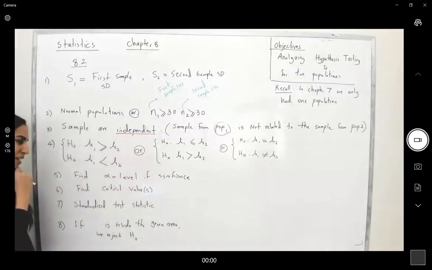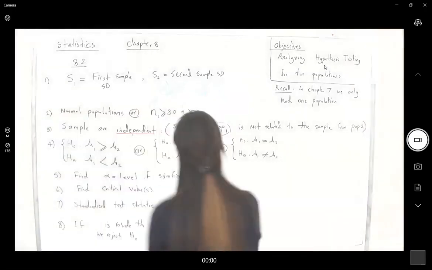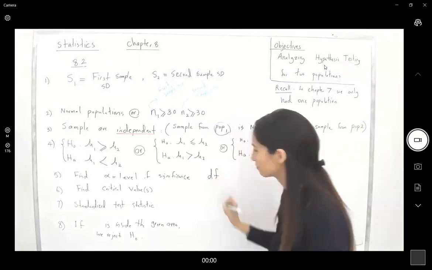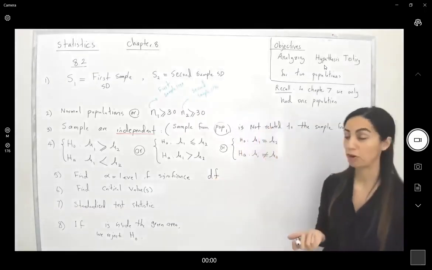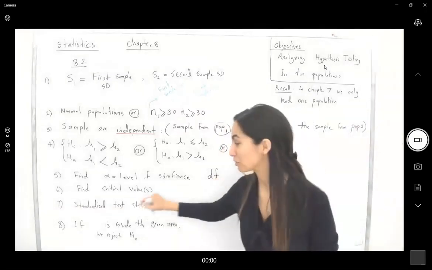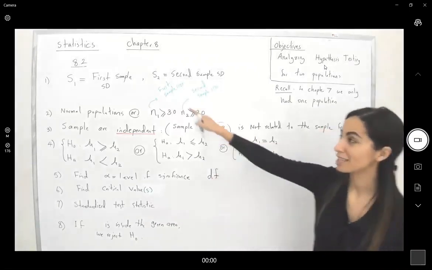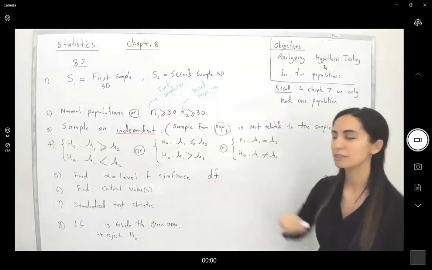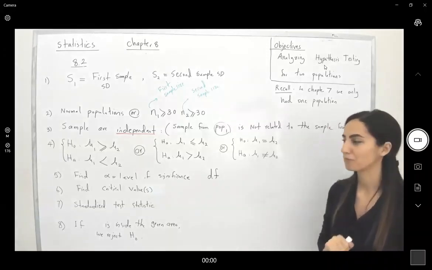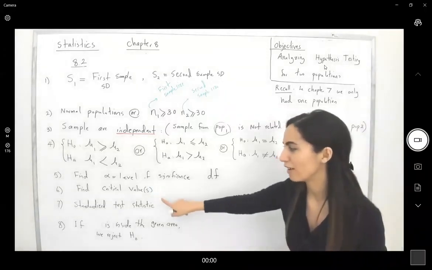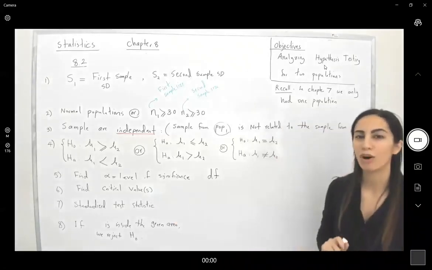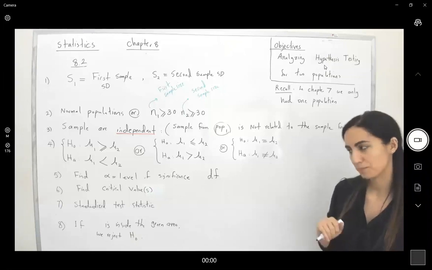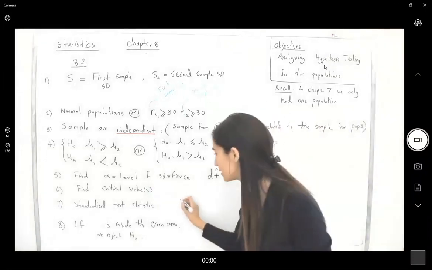Okay, then we need the degrees of freedom before we find the critical value or critical values. Since sigma 1 and sigma 2 are not given to us, we need the degrees of freedom. Then we find the critical values, and then we move on to the standardized test statistic, which is our T.